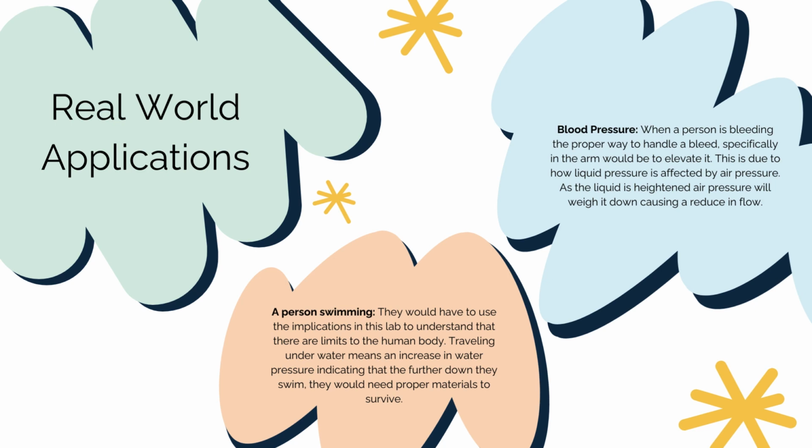Real-world application. Application 1. Blood pressure. When a person is bleeding, the proper way to handle a bleed, specifically in the arm, would be to elevate it. This is due to how liquid pressure is affected by air pressure. As the liquid is heightened, air pressure will weigh it down, causing reduced inflow.